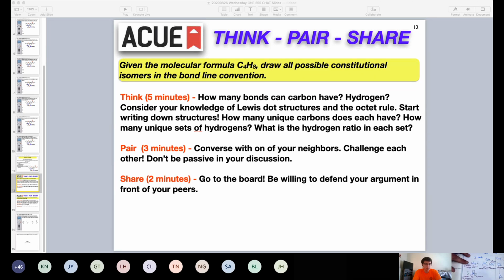Now we can put all that together and call that, I don't think you can see what I'm doing. Sorry about that. So now we can put that all together and call that 2-methyl-1-propene.